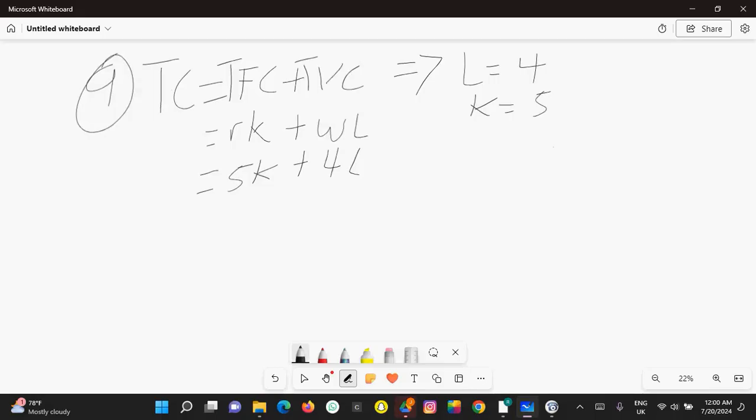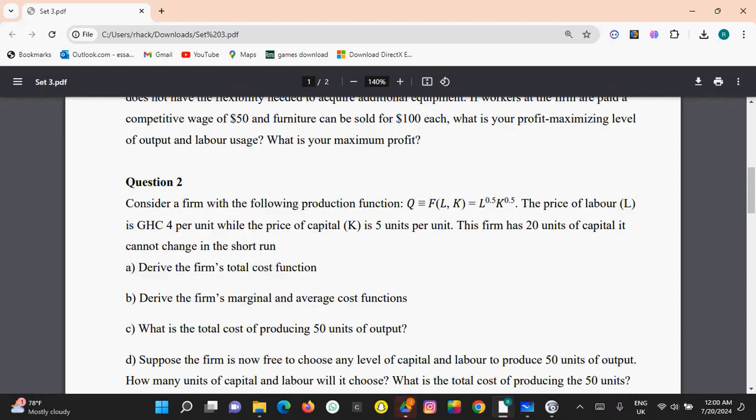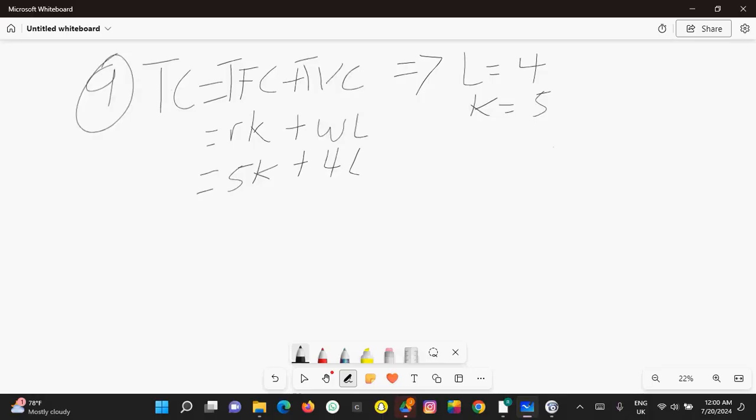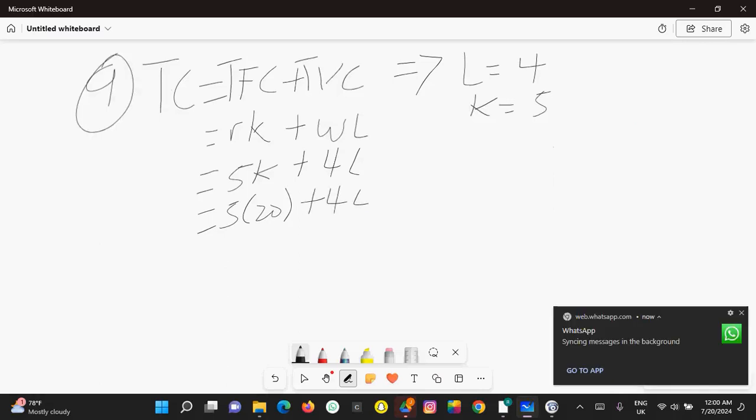And then the question gives us that the firm has 20 units of capital. It cannot change them in the short run. So we substitute K equal to 20, giving 5 times 20 plus 4L. This is giving us 100 plus 4L.